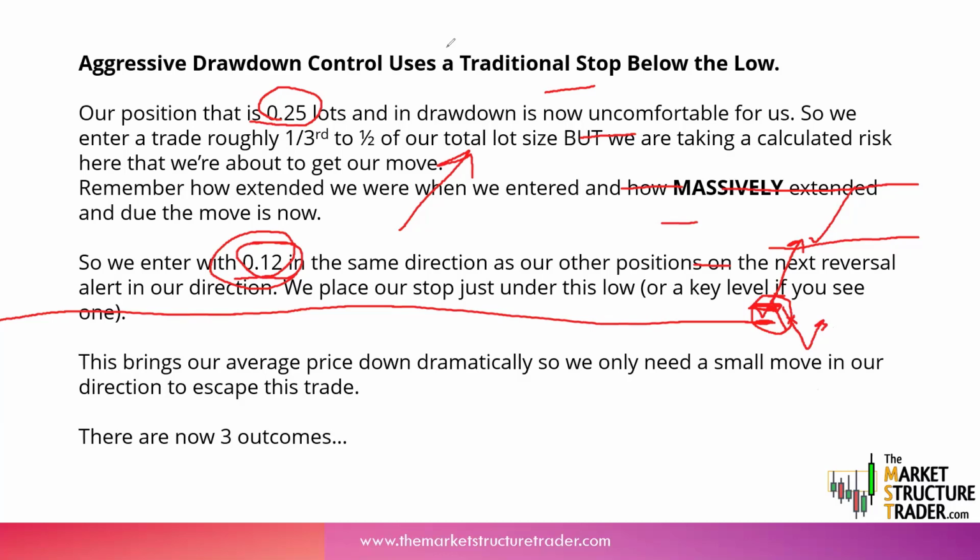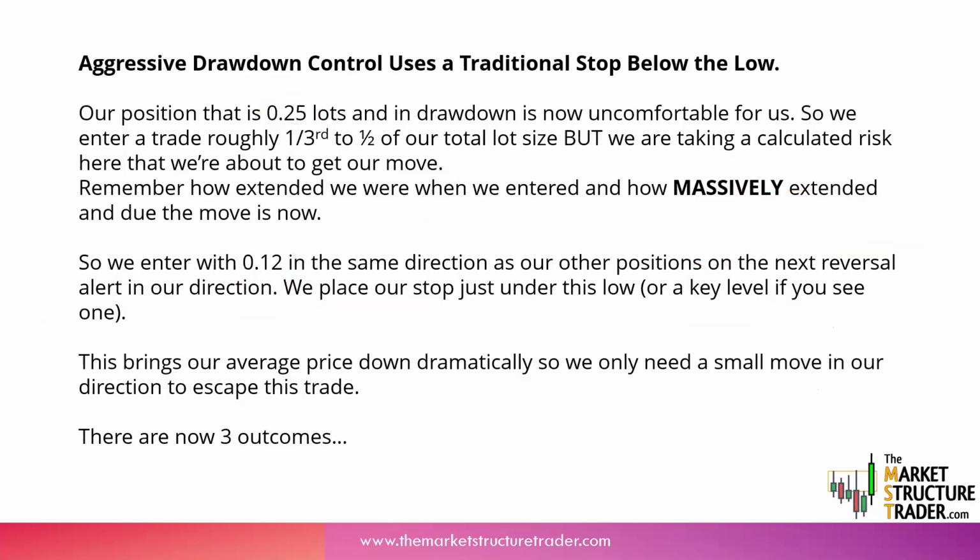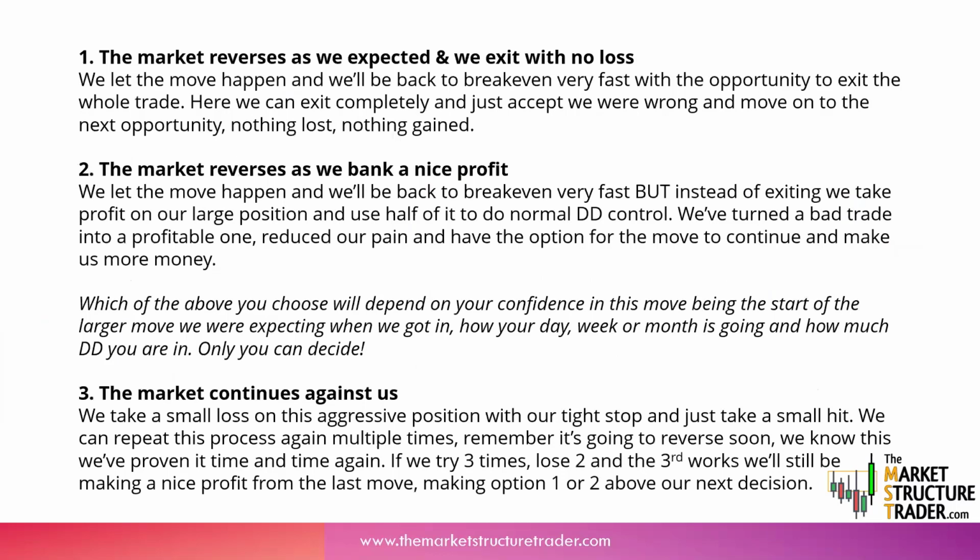So there's 3 outcomes when you take an aggressive drawdown control position. The first is the market will reverse as we expect, and we exit with no loss. We let the move happen, and we'll be back to break even very quickly because we've just moved our entry price down dramatically, remember. So when we had these 5 positions, our average was here. By entering this 6th one, which is bigger than the rest, we brought our average down dramatically. So instead of it coming down to somewhere around here with a normal position, it's come down a lot further. So it's much easier for us to reach it.